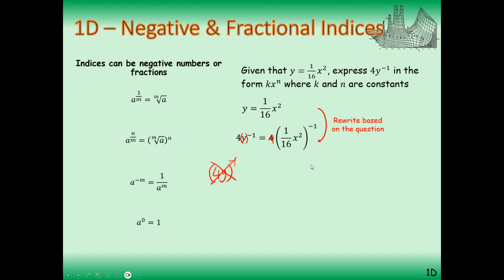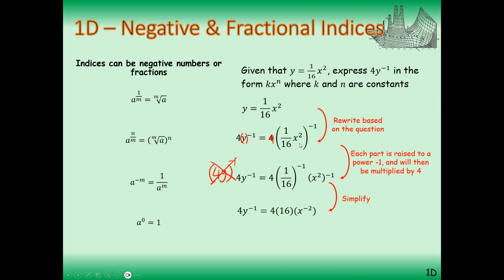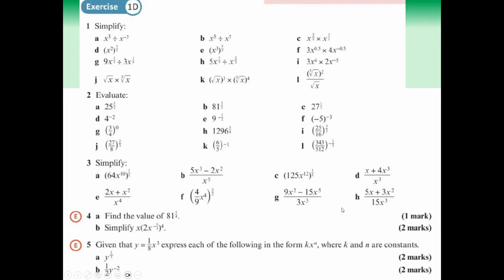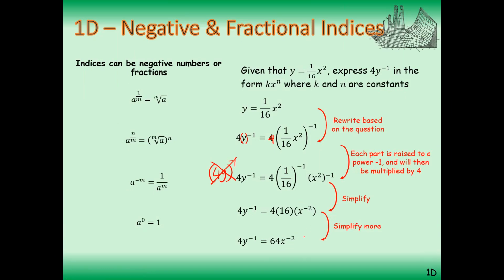So leave the 4 alone as it is, and raising anything to the power of minus 1, the fraction will be reciprocated, so it will become 16, and x to the power of 2 will be x to the power of minus 2. So these are the numbers that you end up with, and then you multiply 4 and 16, and you get 64. So the final answer is 64 over x squared. You could have written this as 64 x to the power of minus 2, but this is the same expression.